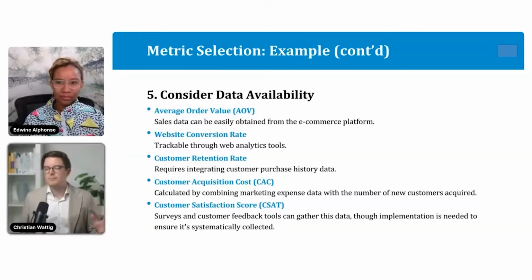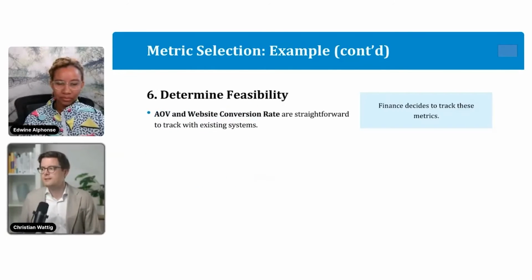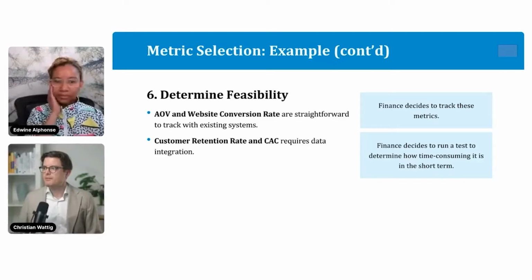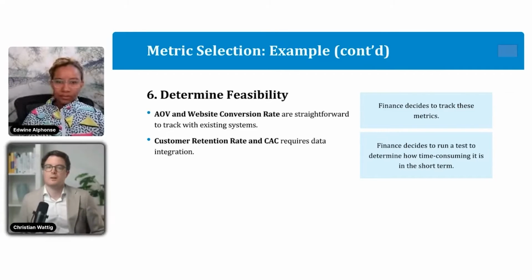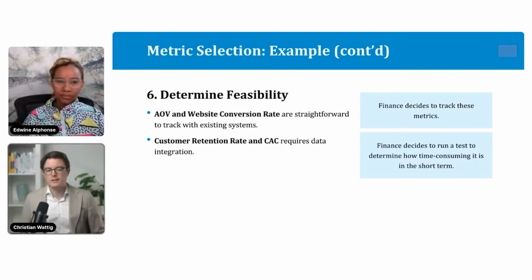So that sounds fine on paper, but now you actually have to see, do you even have the resources to do that? And it's sometimes not the finance resources, but sometimes you need other teams' resources as well. So you may look at average order value and website conversion rate and say, yep, we already have that, no problem, we can track this. But for customer retention rate and customer acquisition cost, there's more work that you need to do. You need to do integration work.